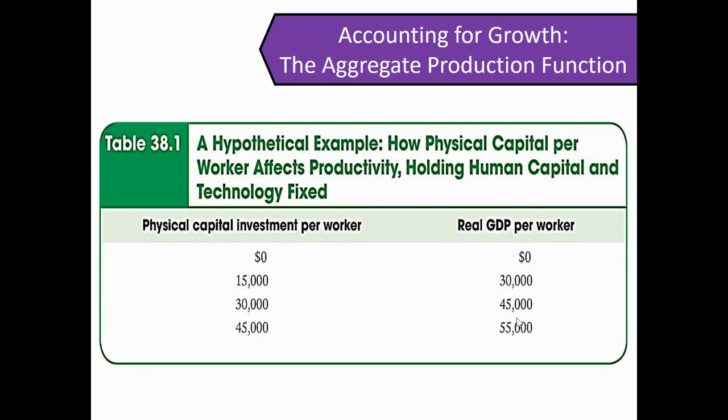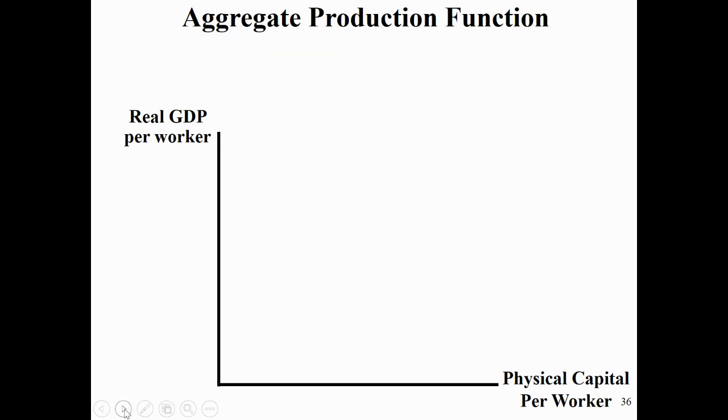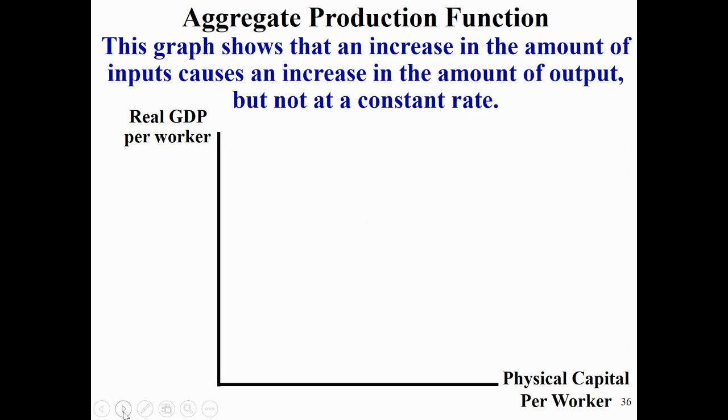So once again, with physical capital investment, we don't get an exponential increase. It's not like we put in $10,000 worth of physical capital and all of a sudden the GDP per capita per worker goes up by 10 times. We don't see that. We see growth, but over time it's a diminishing growth. Okay, so we want to see how this looks.